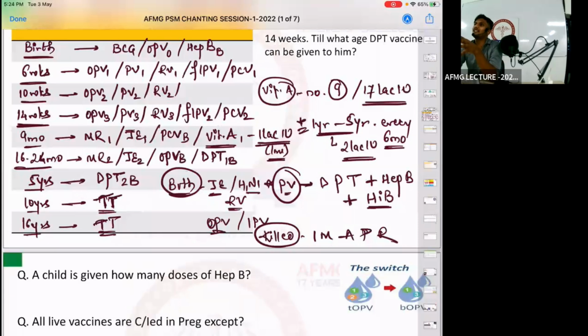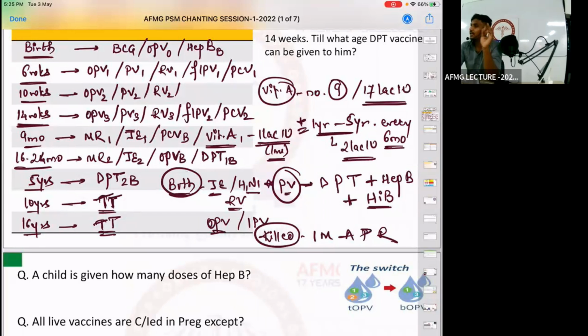A case of Japanese encephalitis was given, that in the state of Bihar there are a high number of encephalitis cases. Therefore, chemoprophylaxis was to be started, and for this, a vaccine was to be given. Please let us know the type of vaccine and the route. The type of JE vaccine that we give is live attenuated, and the route is subcutaneous. So this was the question.